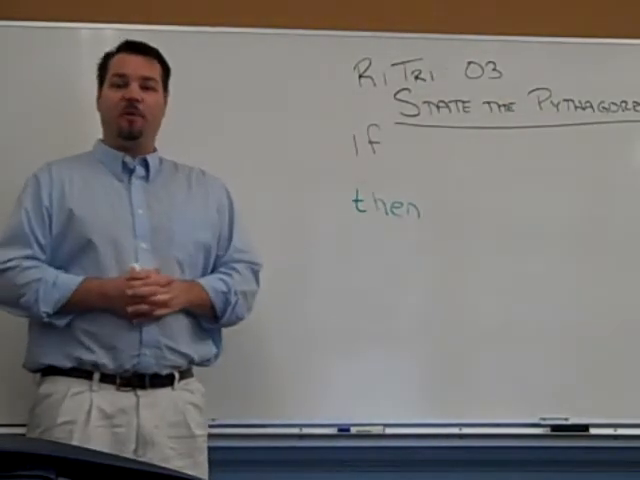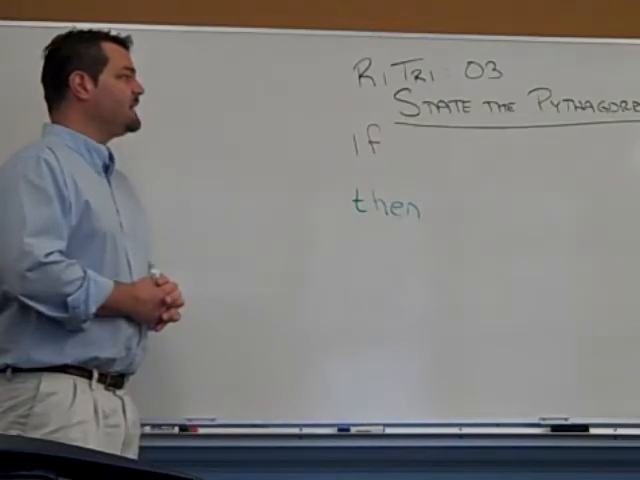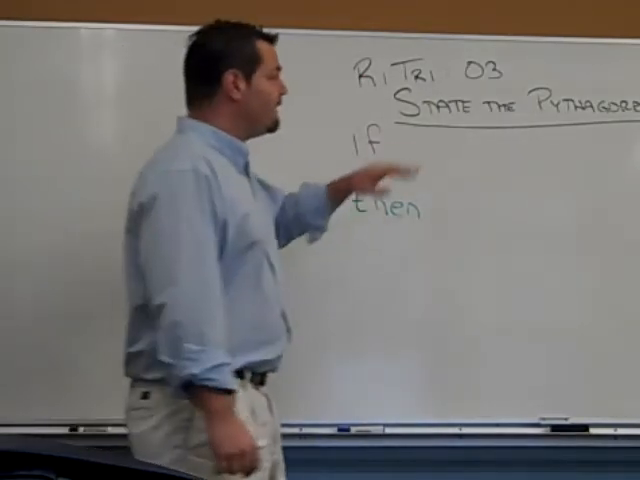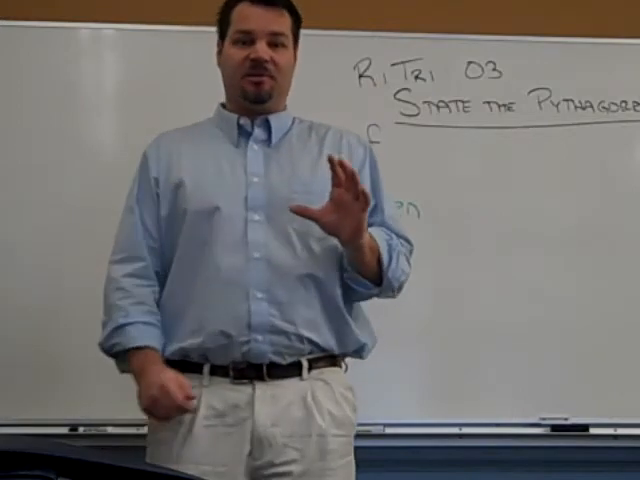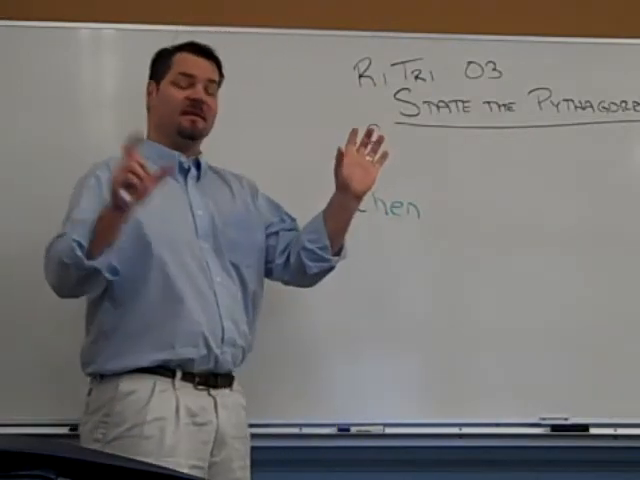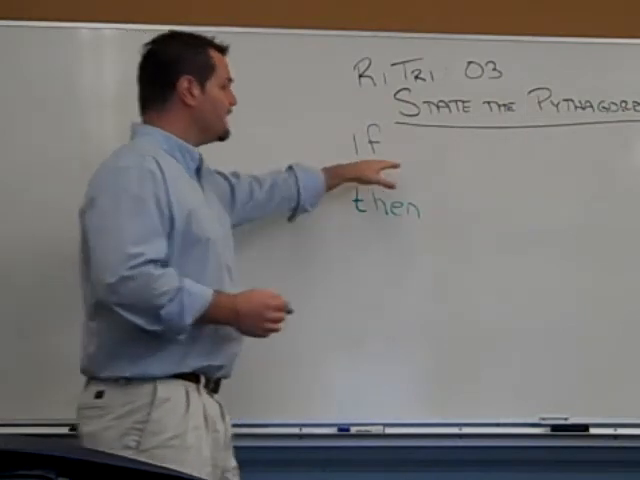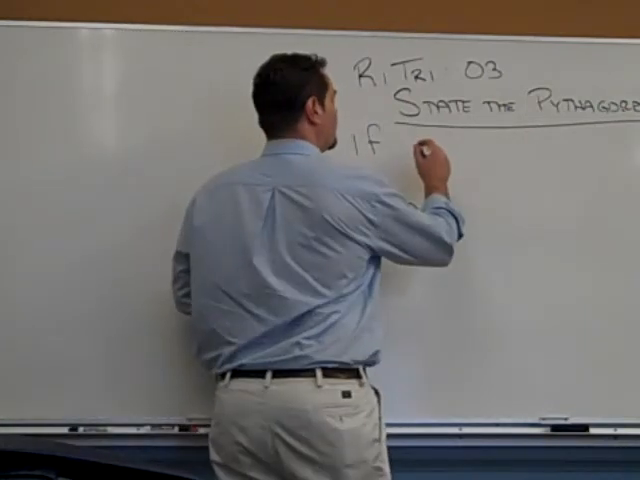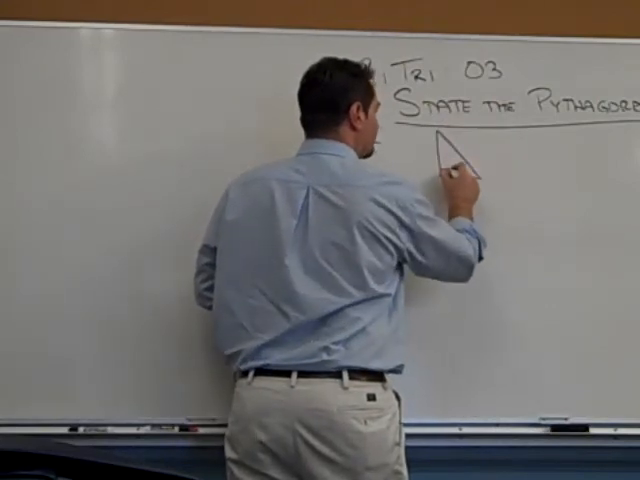Welcome to day 2 of the right-triangle unit. Right-try 3 says state the Pythagorean Theorem. The fact that it is a theorem suggests that we can state it in an if-then statement to clearly express both the hypothesis and the conclusion. So the Pythagorean Theorem only applies if we're talking about a right triangle.